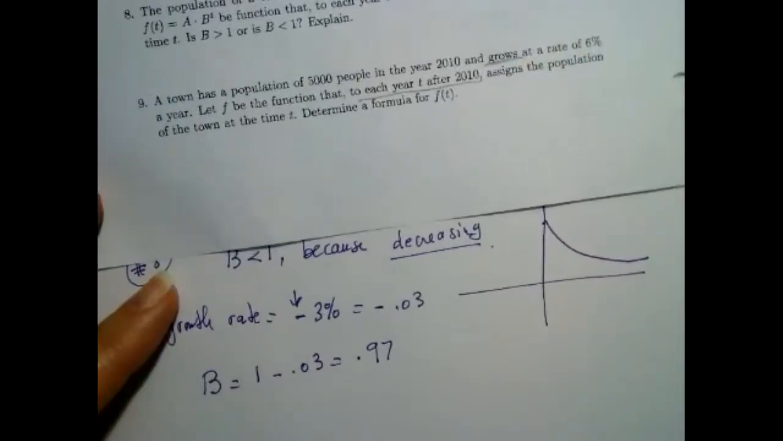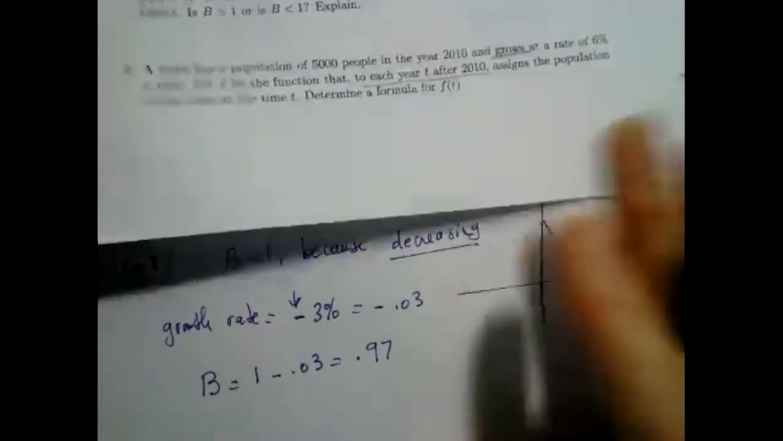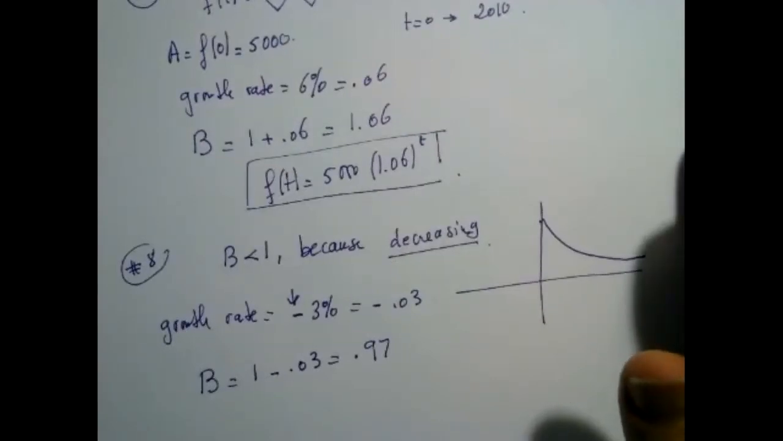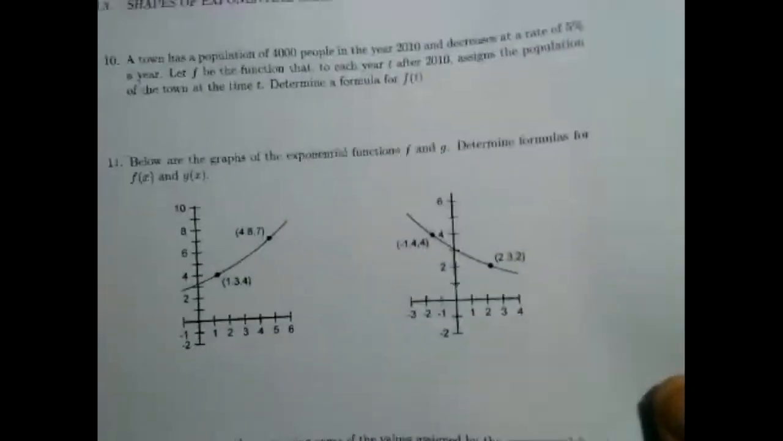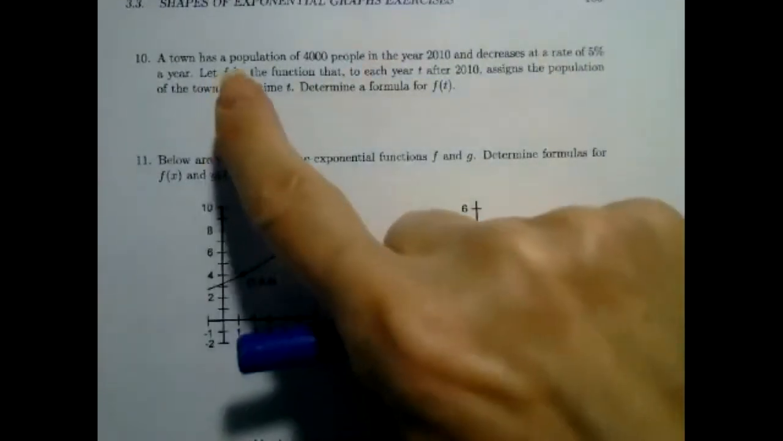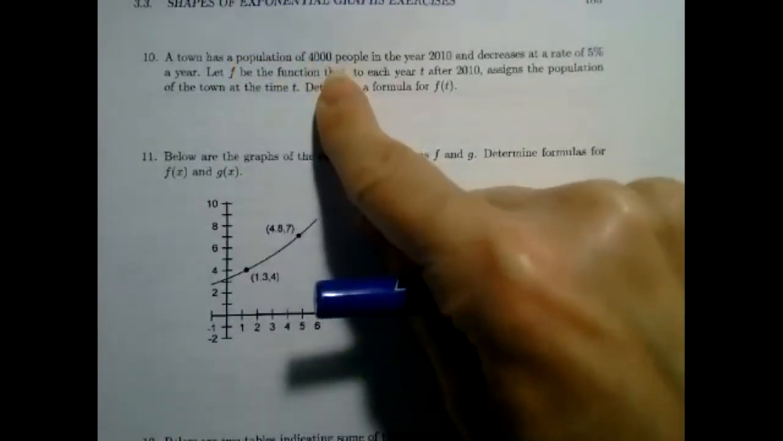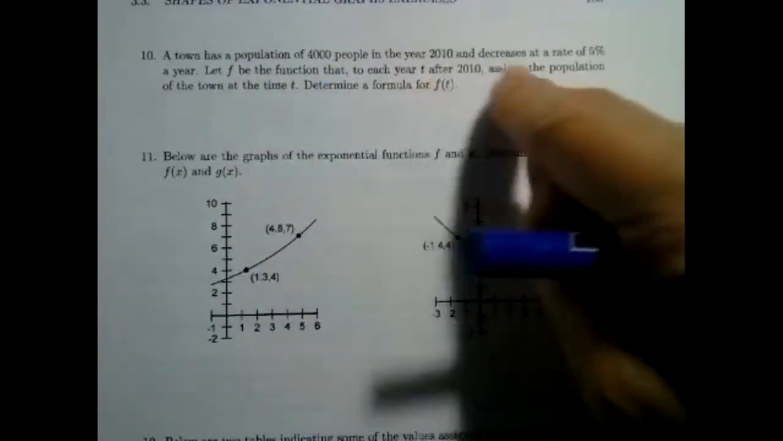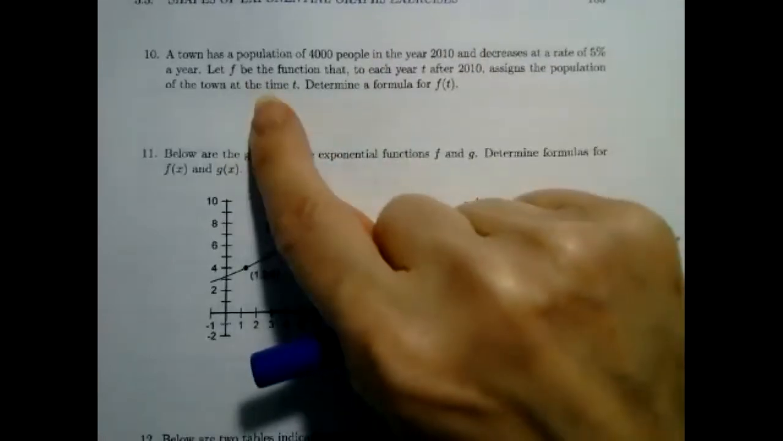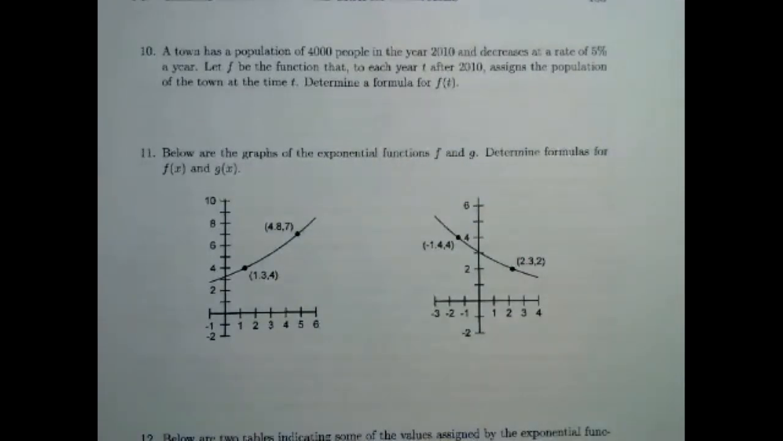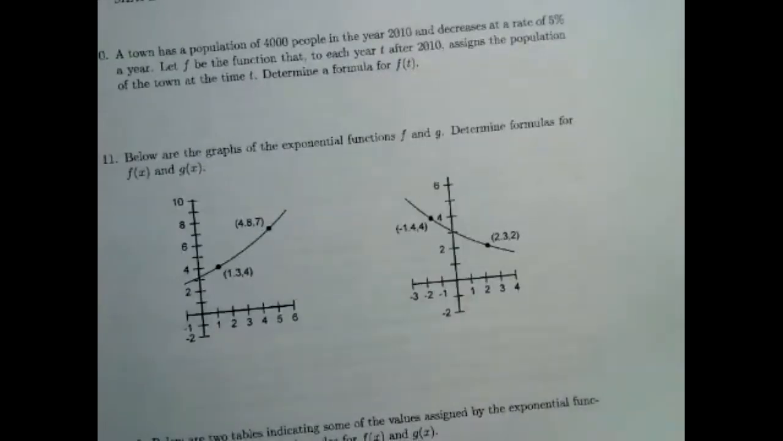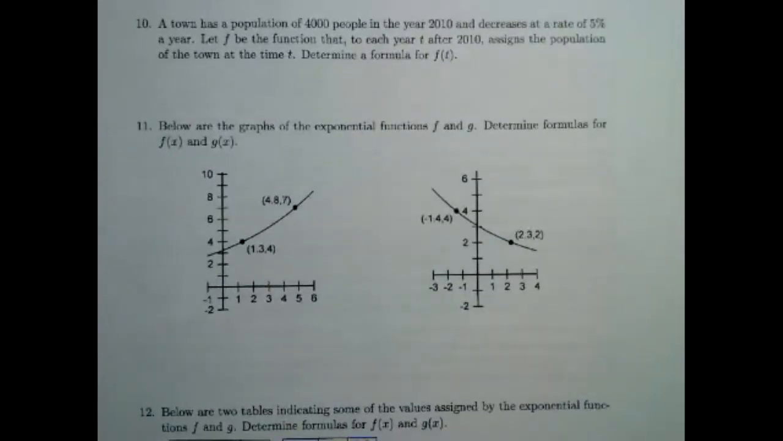So your last question was number 10. All right, so it's along the same line. A town has a population of 4,000 in 2010. It decreases at the rate of 5%. And the question is to find the formula for f of t. Okay, I give you 1 minute to give me the formula and put it on chat, all of you, because this is not a hard question by now. I want the formula for number 10.